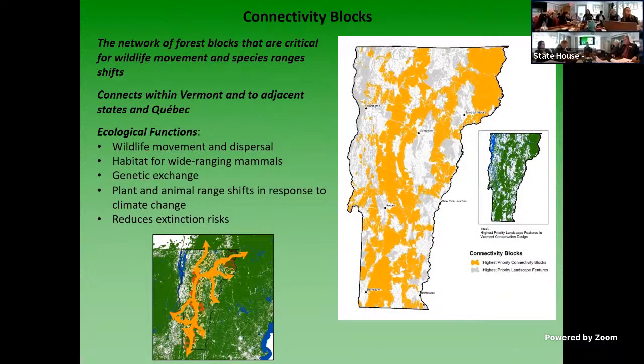Connectivity blocks, same basic unit, a forest block, but different functions, wildlife movement and dispersal, genetic exchange, etc. The way to maintain these functions in the connectivity blocks is a little different. It's still about reducing fragmentation, but now the edges become much more important because you want to allow for the movement out of the block to other blocks.